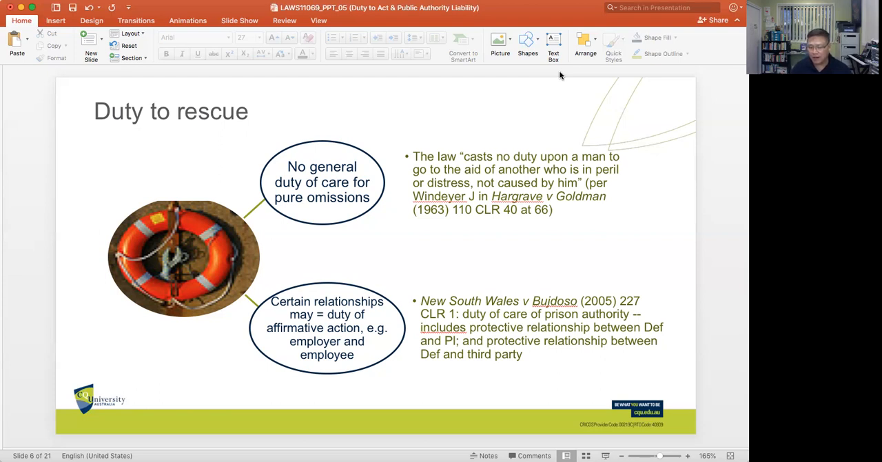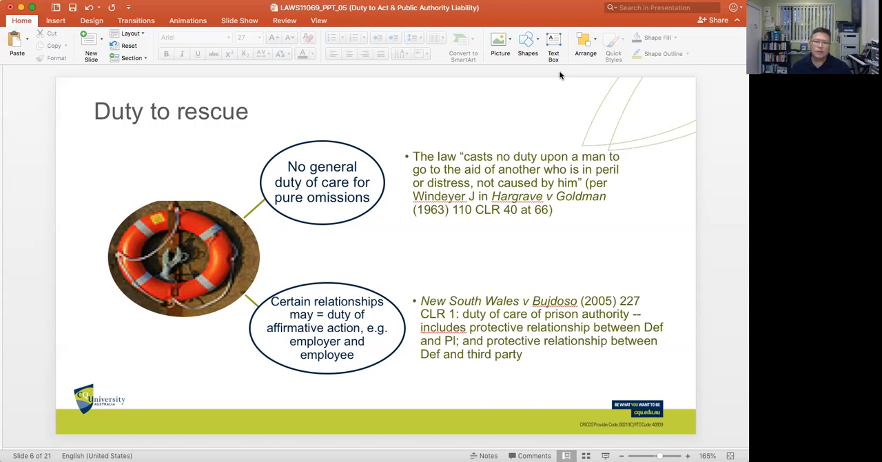Although, in the case of Hargrave versus Goldman, the court did find that the owner of the tree, the tree that caught fire from lightning, was liable on the basis of the tort of negligence because it was reasonably foreseeable. He had a duty of care, and it was reasonably foreseeable that his inaction to extinguish the fire, to make sure that the fire would not spread, would cause harm. But in general, there is no duty of care for pure omissions.